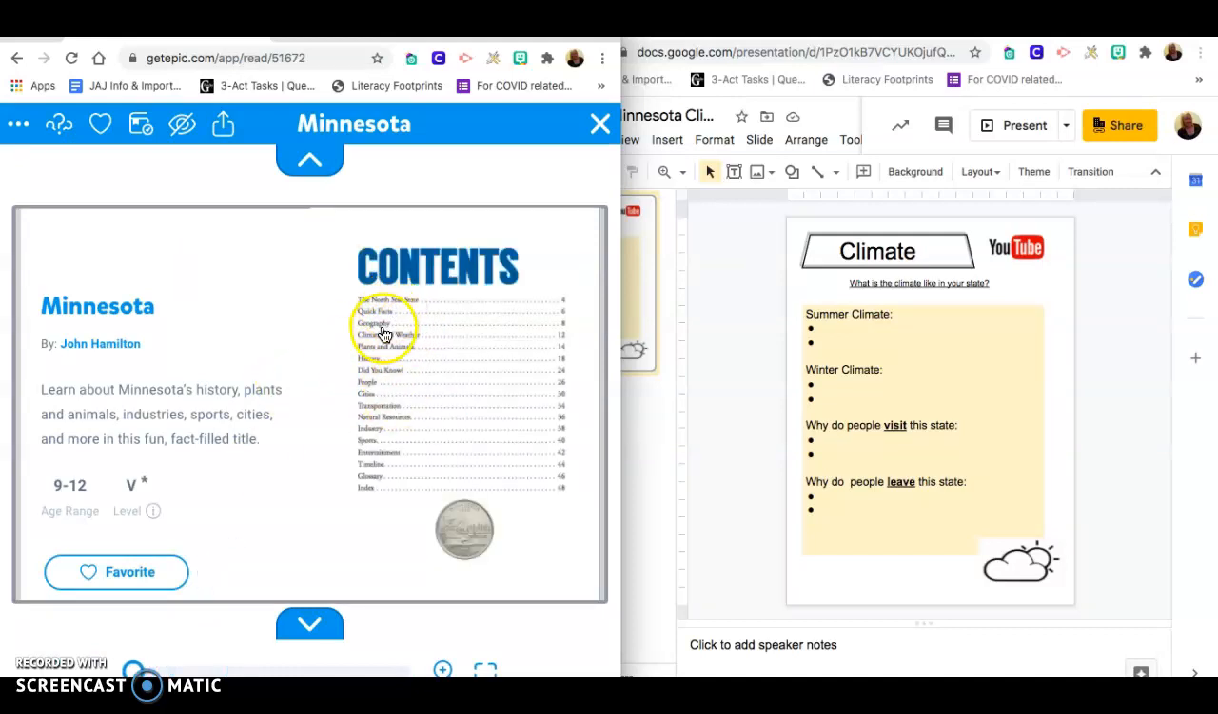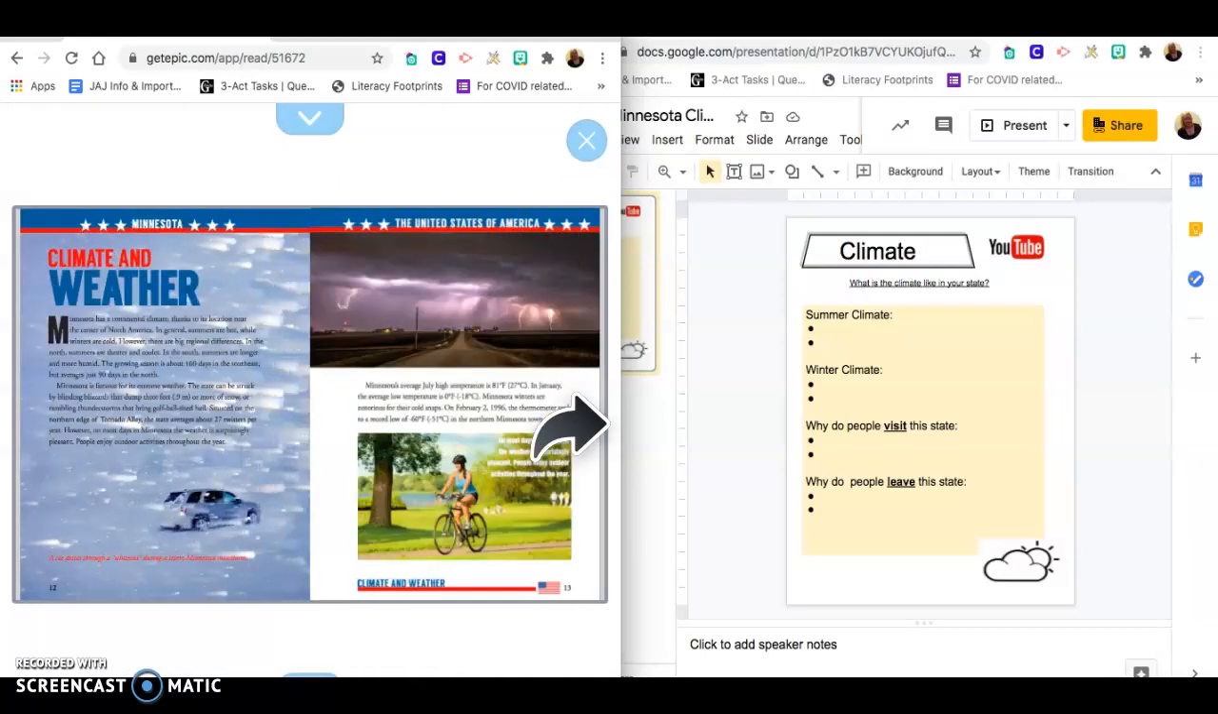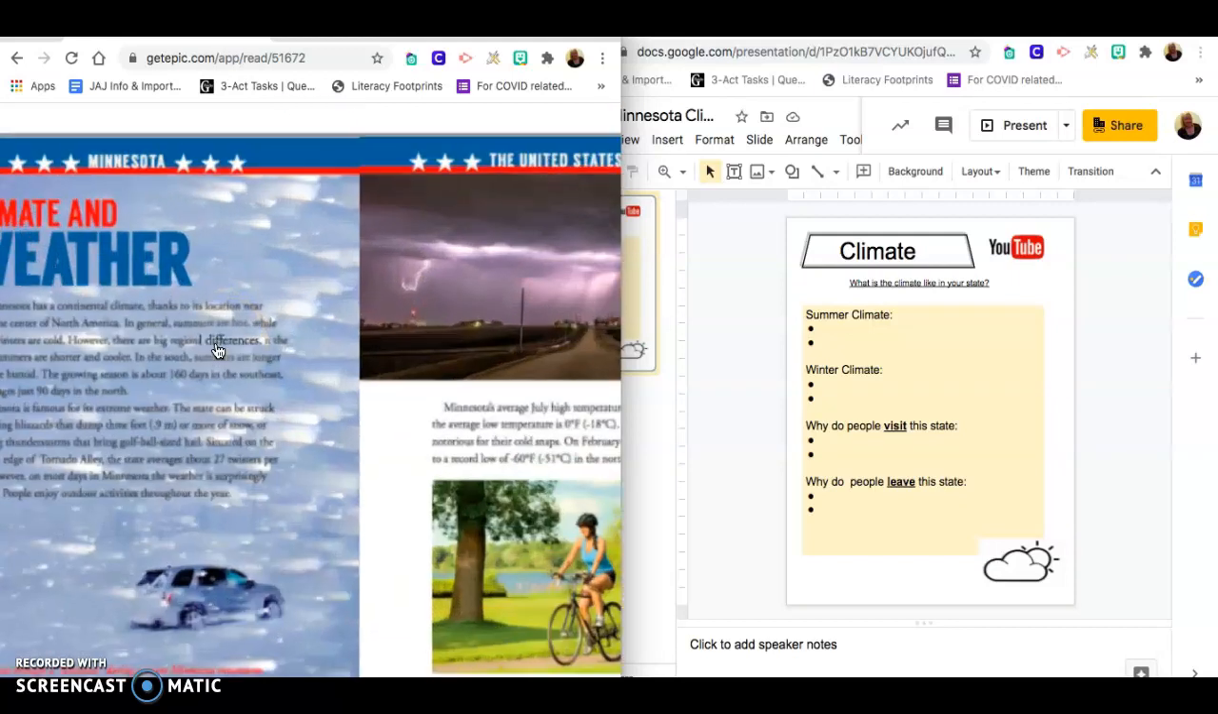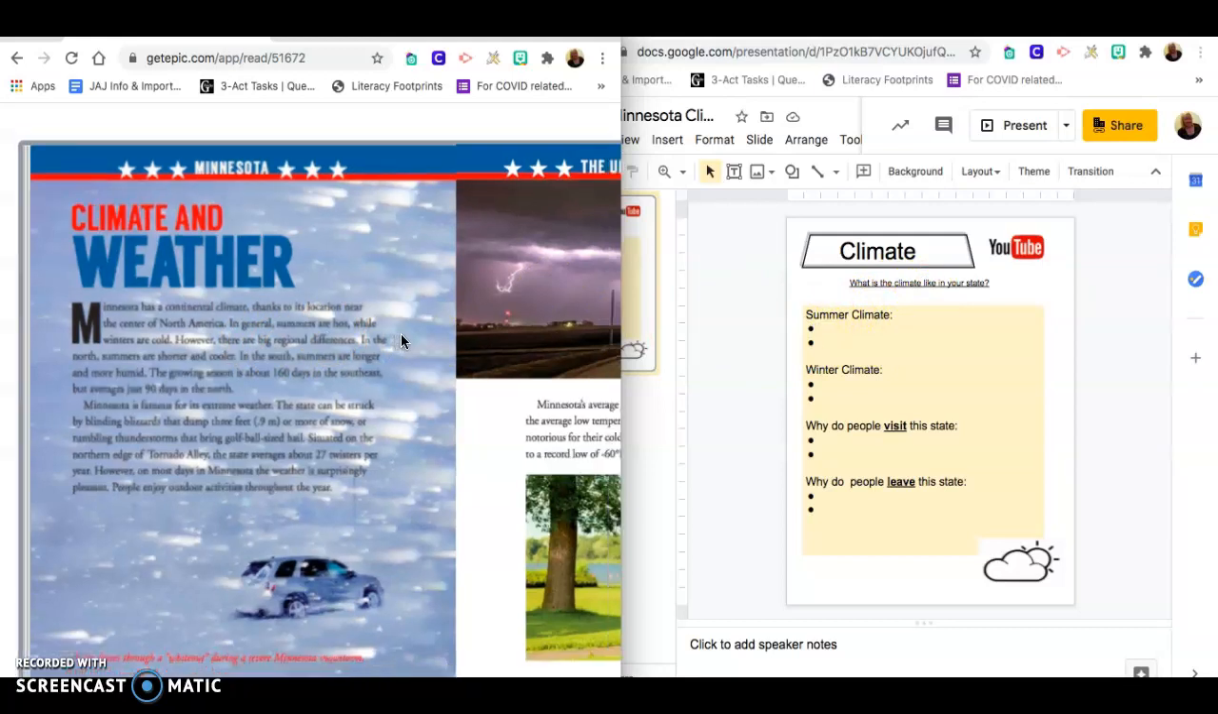So now I'm going to look at this one and see if I can find climate in here. Climate and weather, and it's on page 12. So I'm going to go to page 12, and here is climate and weather. I'm going to make it just a little bit bigger so that I can read it. And the first thing I'm going to look for is summer climate.